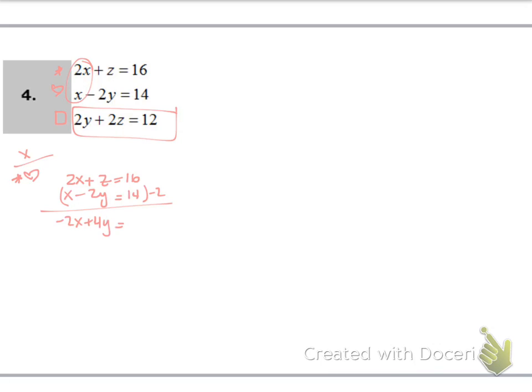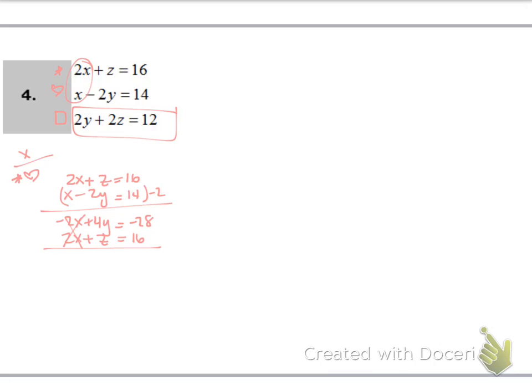Okay, so let's say we want to eliminate x's in this. So I can eliminate the x's in this one. So if I do star, heart, square, it picked x's, star, and heart, because the x is already eliminated in this one. So I actually have to do one less round of elimination if I pick this x. So 2x plus z is equal to 16. X minus 2y is equal to 14. So we need to multiply this one by negative 2. So negative 2x plus 4y is equal to negative 28.